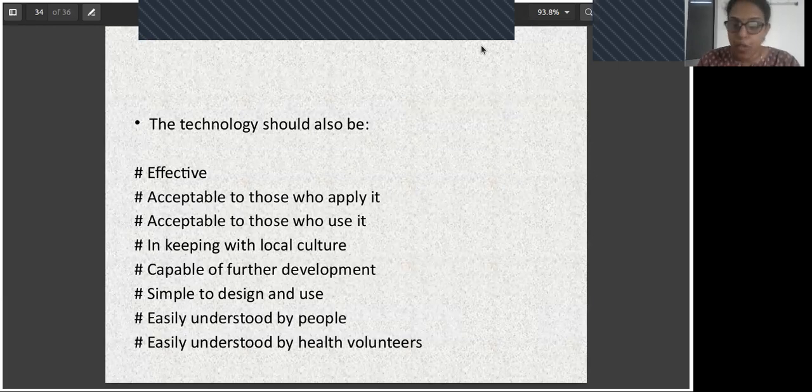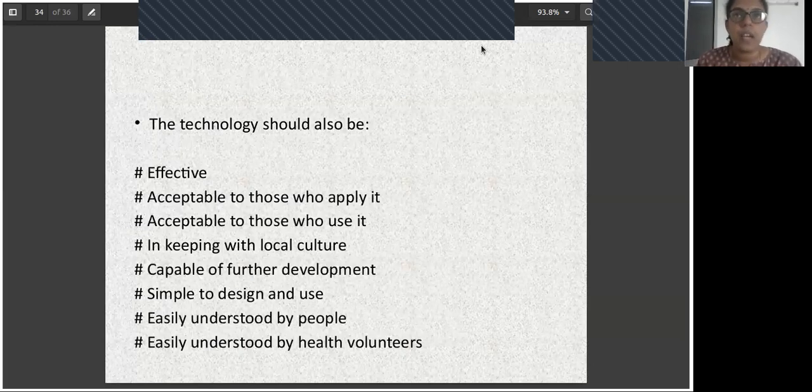It should be acceptable to those who apply it, acceptable to those who use it, in keeping with the local culture. It should not be a bogus idea for them. They should comprehend what you are going to provide them, first of all, and they should have that felt need for betterment. Otherwise, whatever new technology you are going to administer to them will utterly fail. And it should be capable of further development.